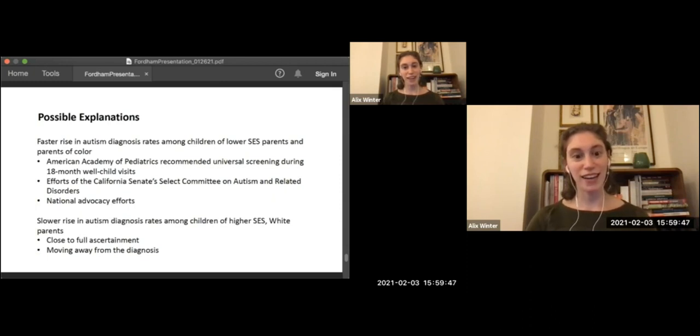So if you have any thoughts about these explanations or any ideas for other explanations, I'd love to hear them afterward. But in general, our results show the importance of the social systems that shape ascertainment and show that health outcomes in the United States continue to be fundamentally shaped by the social systems that we've built around social class and race.